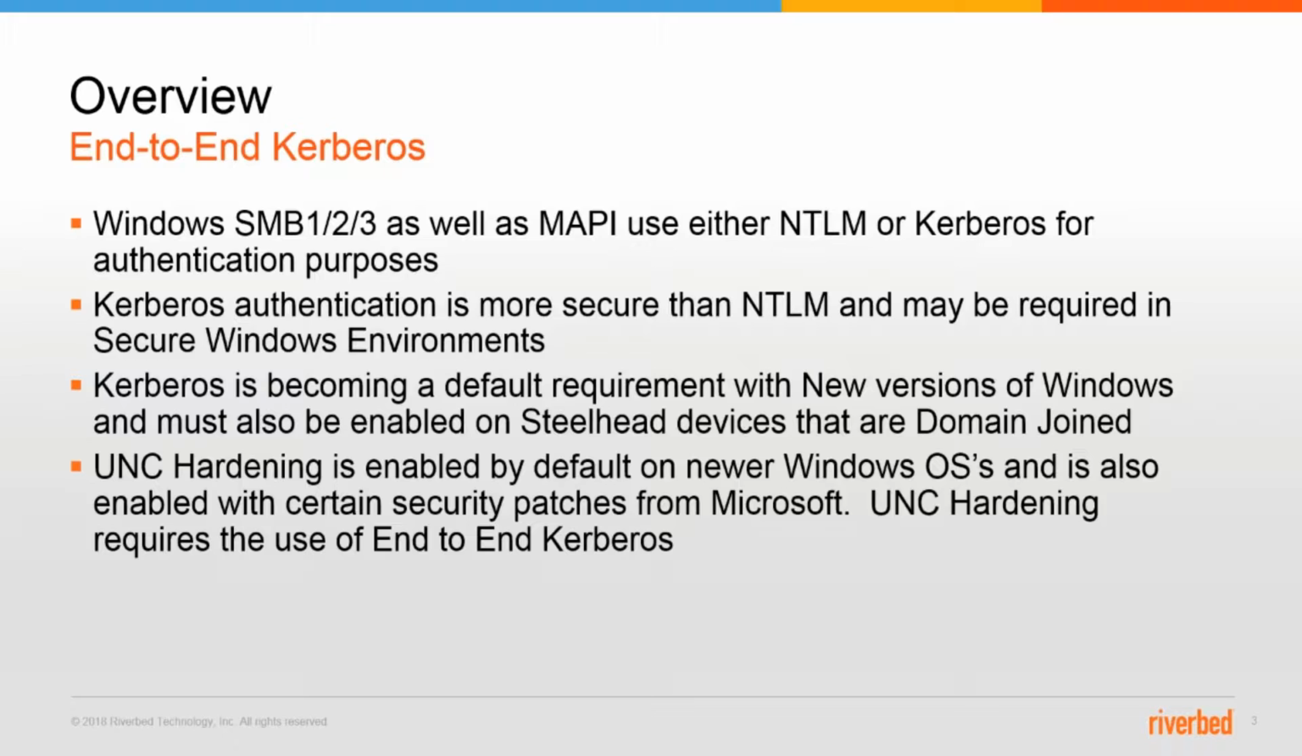Windows SMB 1, 2, and 3, as well as MAPI protocols, use either NTLM or Kerberos for authentication purposes. As Kerberos is more secure than NTLM authentication, it has historically been required in secure Windows environments. However, that's changing, and it's becoming a default requirement with not only new Windows OSs, but also being required on older OSs due to security patches from Microsoft. One of these examples is UNC hardening. If you are working with an OS that either by default requires or has been patched and thus requires UNC hardening, you will need to enable end-to-end Kerberos.